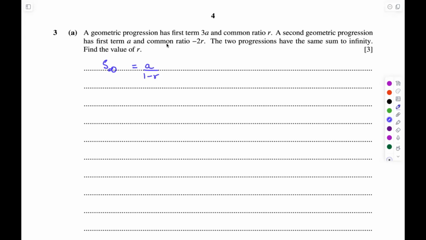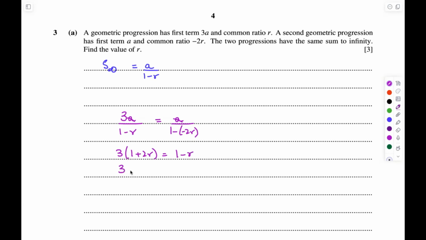So finding the sum to infinity of the first progression, the first term is 3a, so we write it as 3a upon 1 minus r. The second progression has the first term of a and a common ratio of minus 2r, so that will become a upon 1 minus minus 2r. We can cancel out the a's. So cross multiplying, we'll get 3 into 1 plus 2r equals 1 minus r multiplied by 1, so that will be 1 minus r.